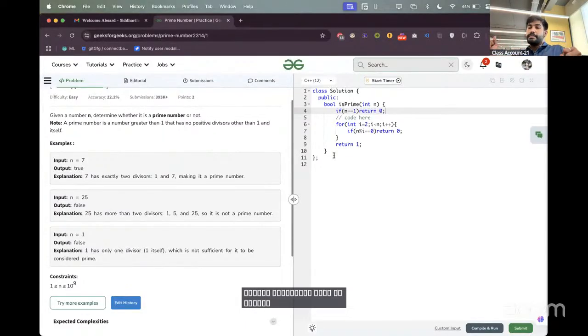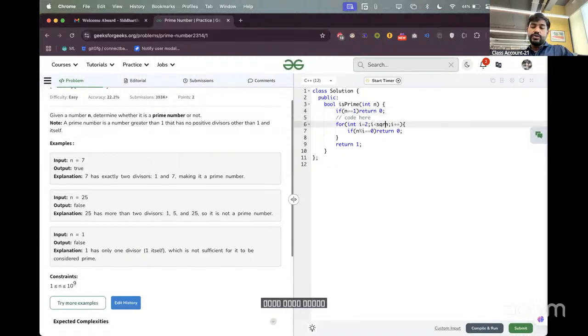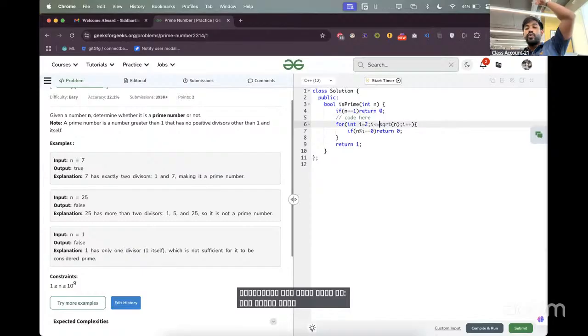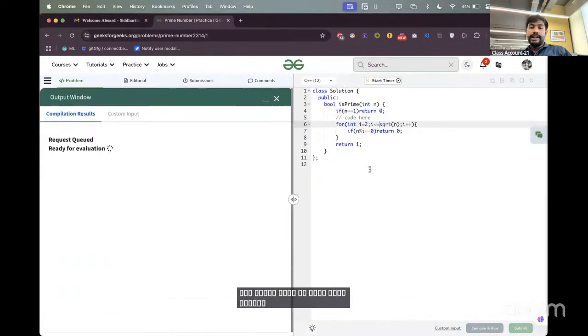So divisors exist in pairs. That is the reason we only need to go till the square root of n, and that would be enough. You don't need to iterate through the whole values. Let us see.